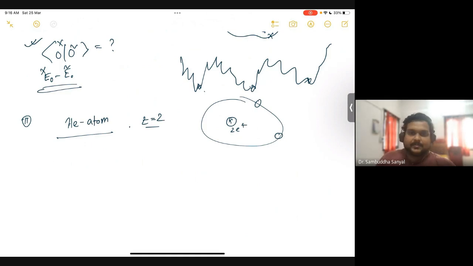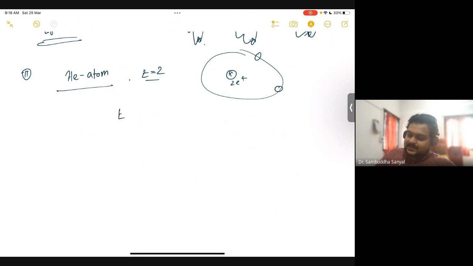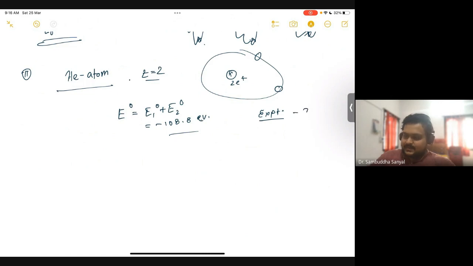Of course they are not in the same orbit, but I am just drawing it for the sake of demonstration. As I mentioned last time, I can calculate the total energy as a sum of these individual electrons. So I can treat this problem as two separate hydrogen atom problems. I solve it for each electron and add them, and the energy I get is minus 108.8 electron volt. But the actual answer, the one we know from experiment, is minus 78.98.